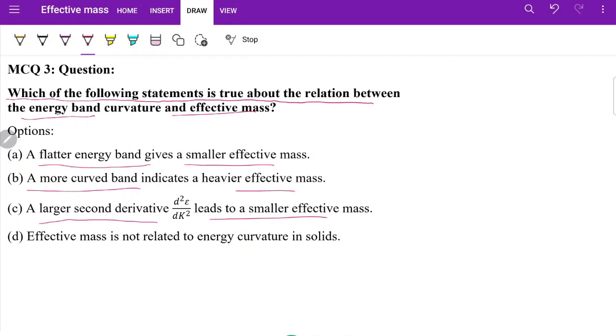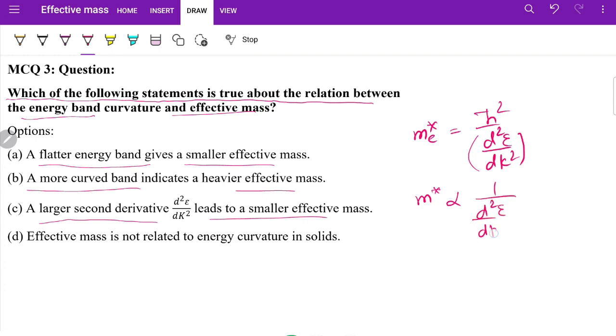We already saw the expression for effective mass: m star is equal to h cut square by d square epsilon by dk square. So there is an inverse relation between m star and d square epsilon by dk square. Therefore, the larger the value of d square epsilon by dk square, the smaller the value of m star. So option C is correct. This is about effective mass. Thank you.